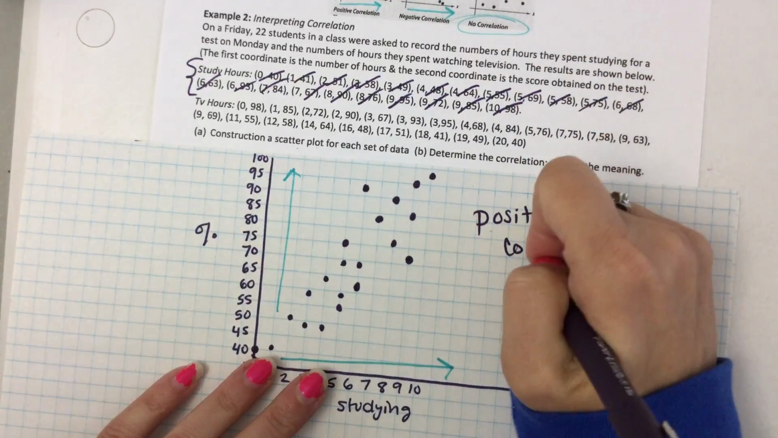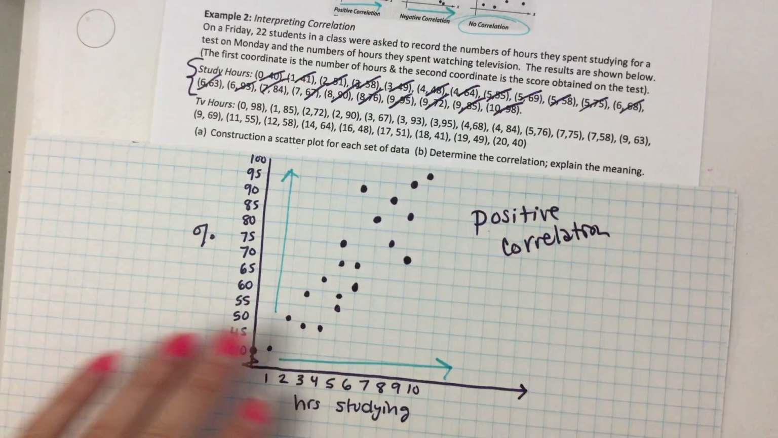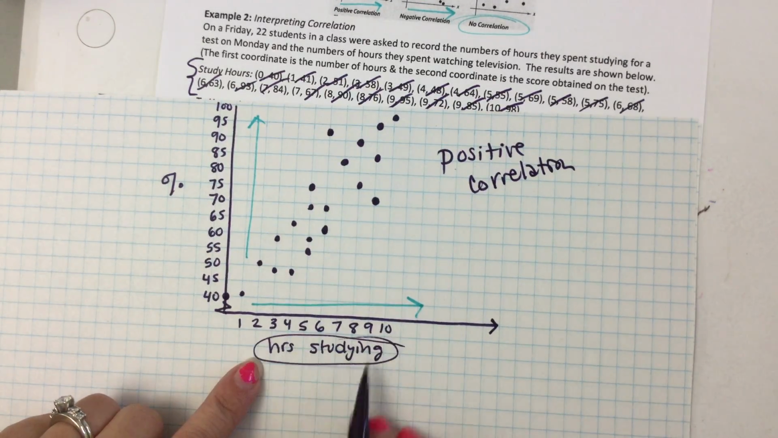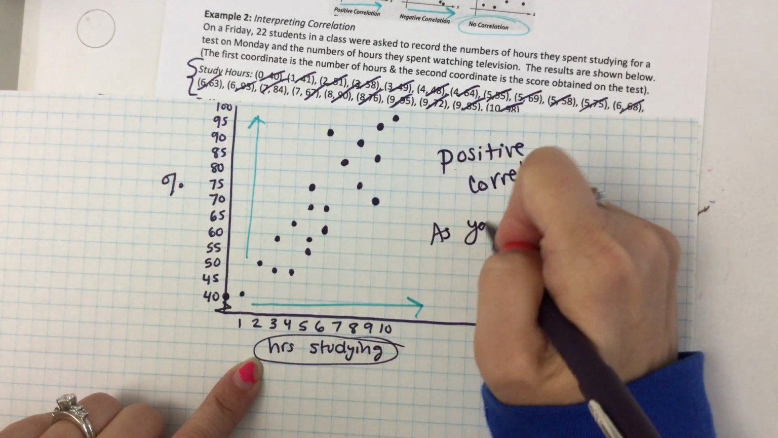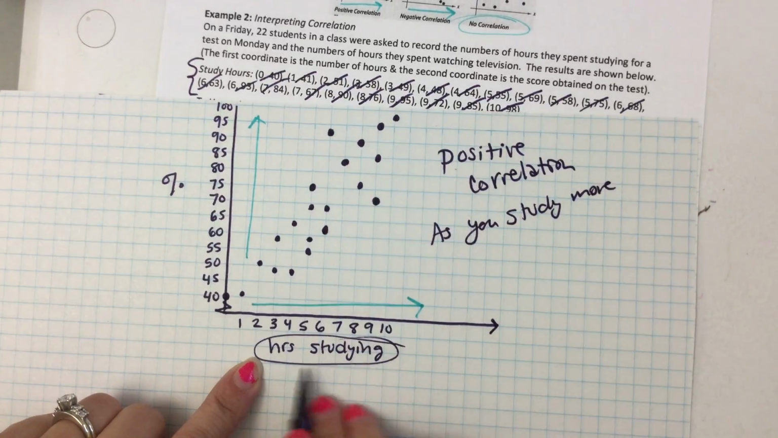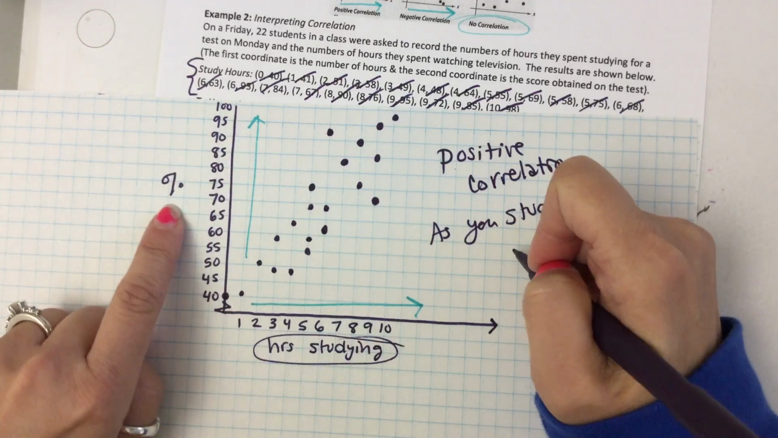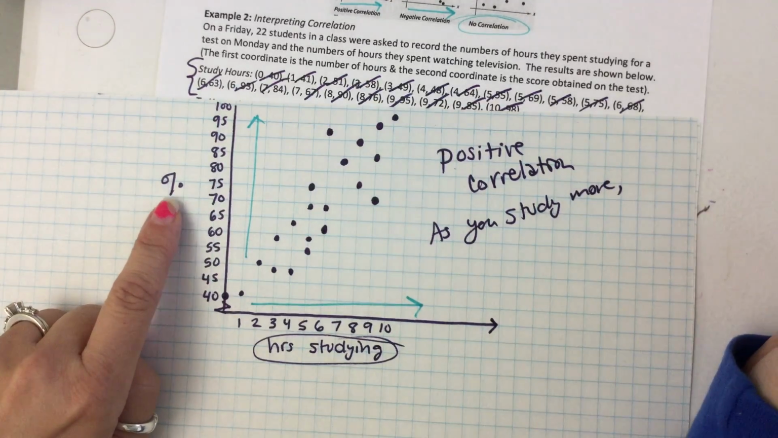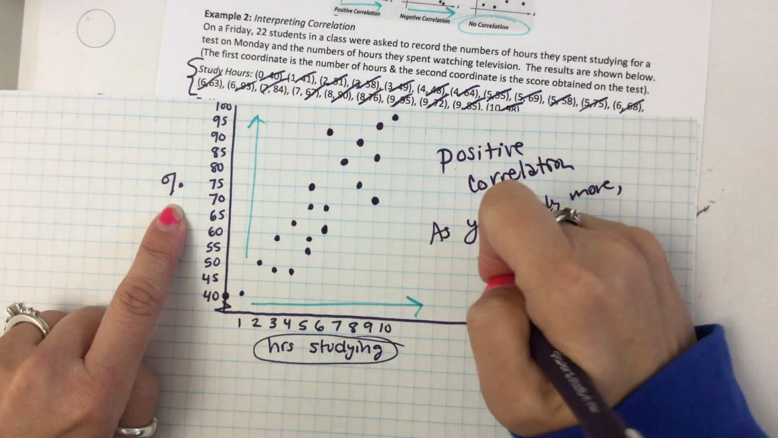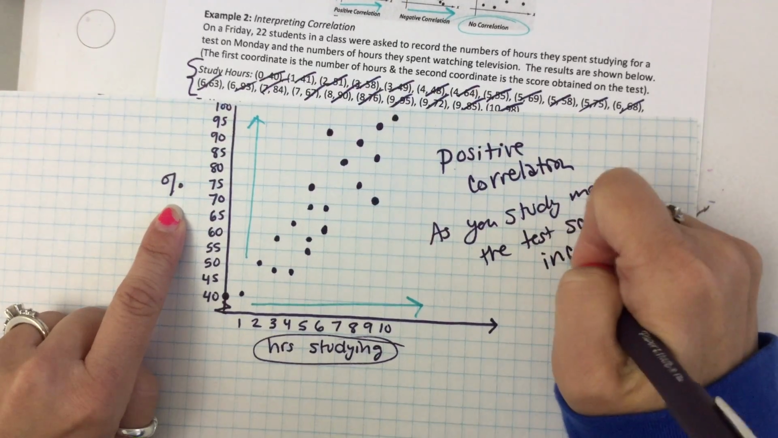Okay, so we're going to go ahead and do that. Correlation, then it says to explain the meaning. What positive correlation means is that whatever your x is, as that increases, as you study more, the hours that you're studying increases. As you study more, what else increases? Your test score. That's your percentage on your test. So as this gets bigger, so does this. As you study more, the test scores increase.